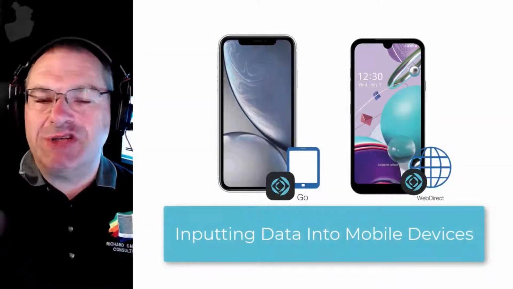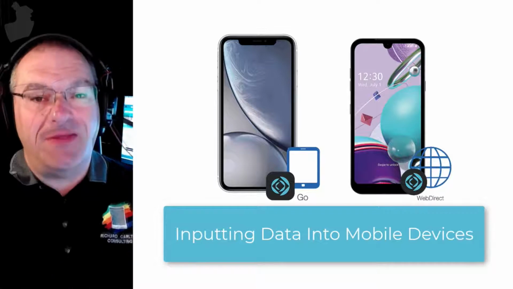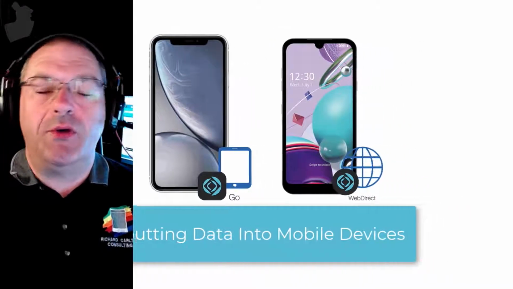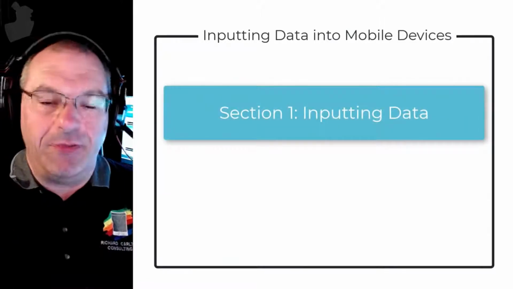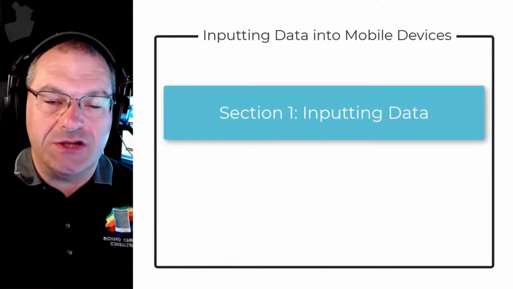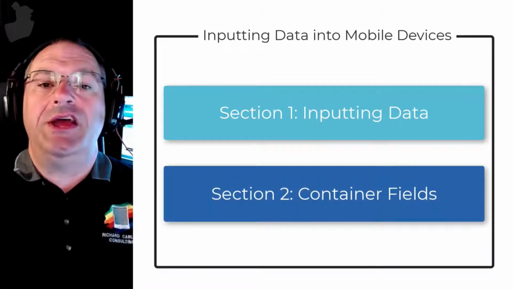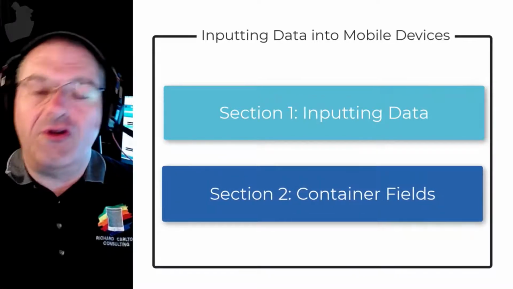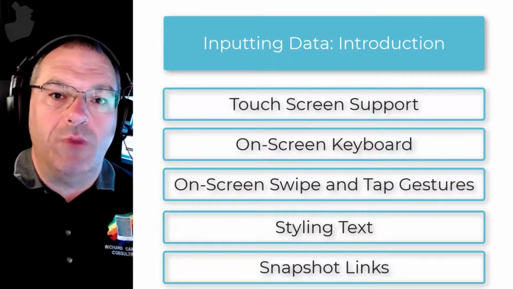In this video, we're going to start a conversation about inputting data into mobile devices. Now, this is a pretty involved conversation, so we've broken it down into two sections. The first section is about inputting into text and number fields, things like that, interacting on screen. The second section is about container interaction, which is pretty interesting with mobile devices. So starting off with text and number fields, etc., there are a number of considerations with mobile devices.